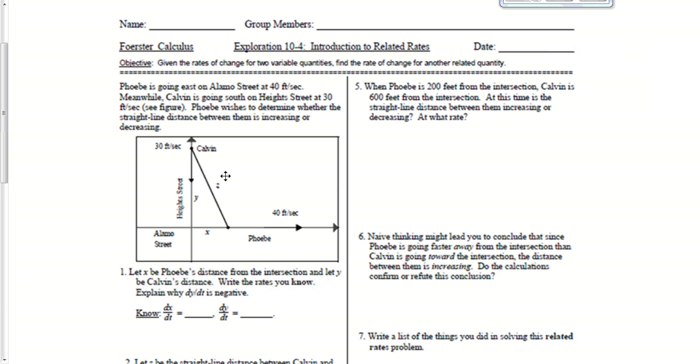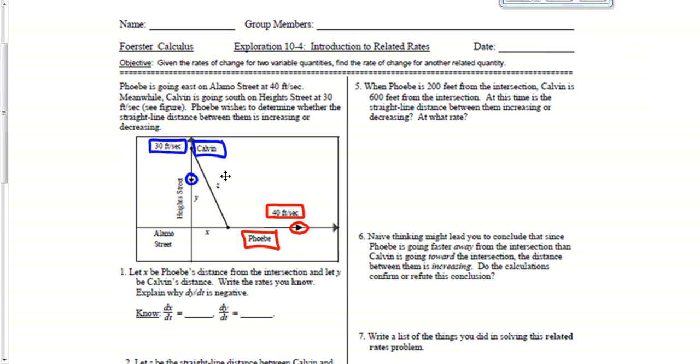Phoebe is going east on Alamo Street at 40 feet per second. So Phoebe is traveling east, that's the direction she's going, and her rate of change or speed is 40 feet per second. Meanwhile, we have Calvin, and Calvin is heading south. So that's why this arrow is right here indicating Calvin is going south. And his speed is 30 feet per second.